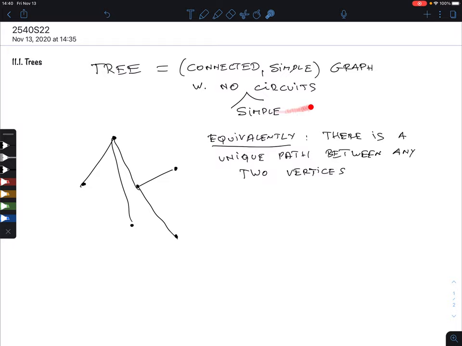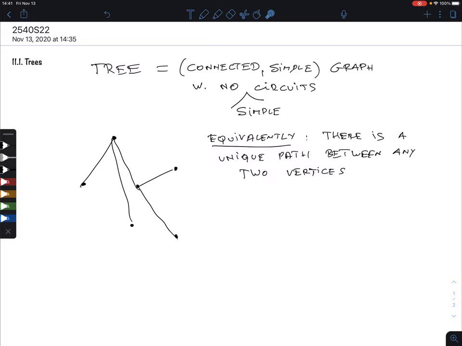We have to prove that this is the same as that. But you can also prove the contrapositive. You can say suppose we have a connected simple graph, but it is not a tree. What does that mean? It means that it has a circuit.